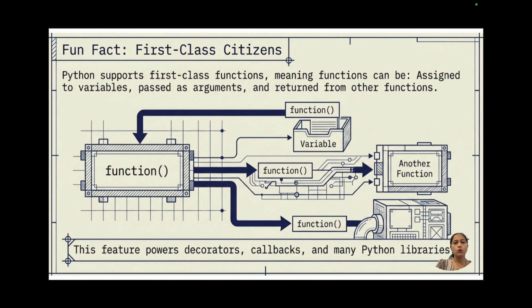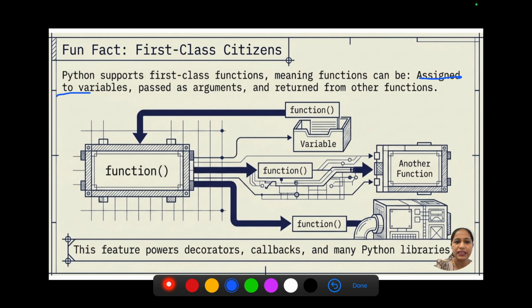So Python also supports first class functions. That means a function can be assigned to variables, it can be passed as an argument, and it can be returned from other functions as well. So function features these callbacks in many Python libraries, where if you're calling a function, it may take as input another function, which is taking some variable, okay?